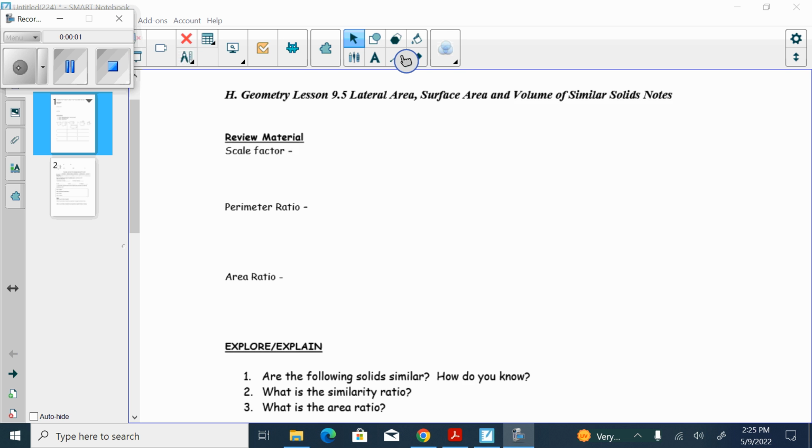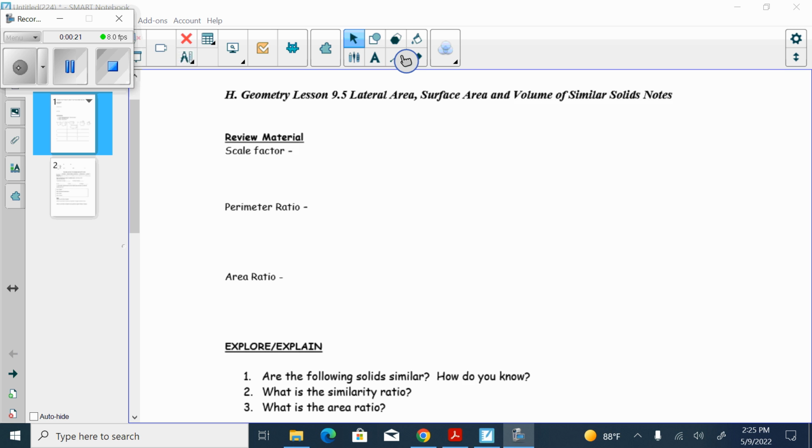We talked about so far. We're still talking about lateral area, surface area, and volume of our solids. Today we're going to compare similar solids and talk about their scale factors, perimeter ratios, area ratios, and today we'll also be adding on volume ratios since we now know how to find volume of our 3D figures.